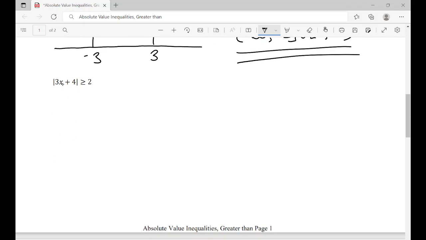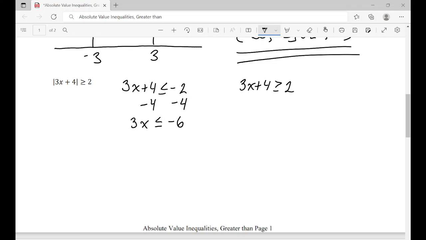Next, we have the absolute value of 3x plus 4 is greater than or equal to 2. Since the absolute value is by itself, we can just separate into two separate inequalities. So 3x plus 4 less than or equal to negative 2, and 3x plus 4 greater than or equal to positive 2. Now solve each one individually, so subtract 4 from both sides. Get 3x is less than or equal to negative 6. And then I'm going to divide by 3 on both sides. x is going to be less than or equal to negative 2.